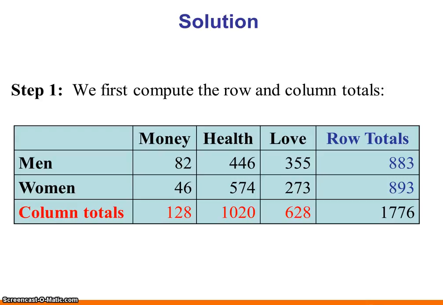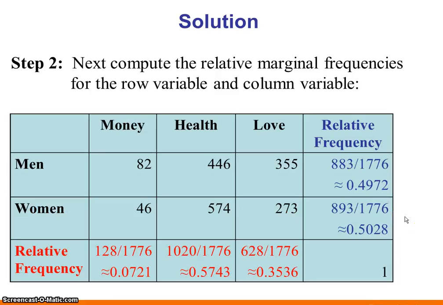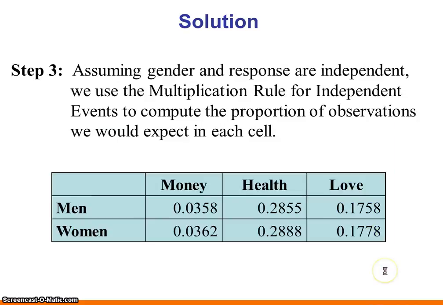First of all, you'll have to compute the row and column totals to see how many counts there are in each row and column, and then you'll get the total number of respondents here. So essentially you want to take the total in each column and divide by the total number, which is 1776, to get the relative frequency for each column and each row. And then here you're dividing 1776 by itself, so you'll just get 1.